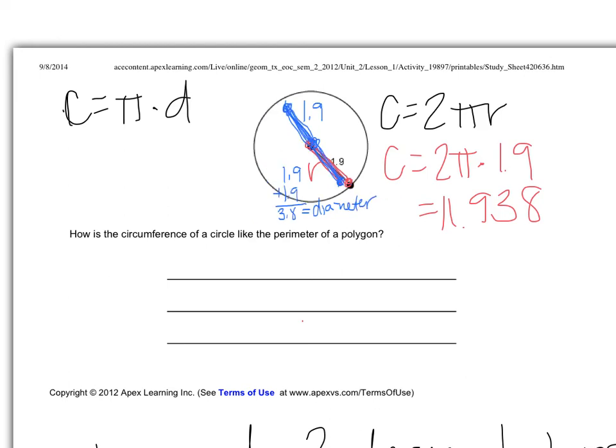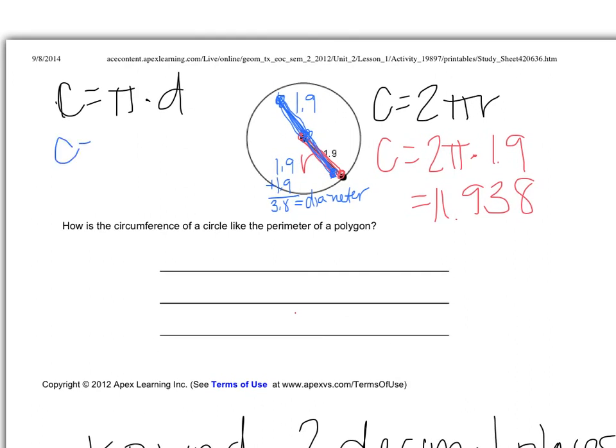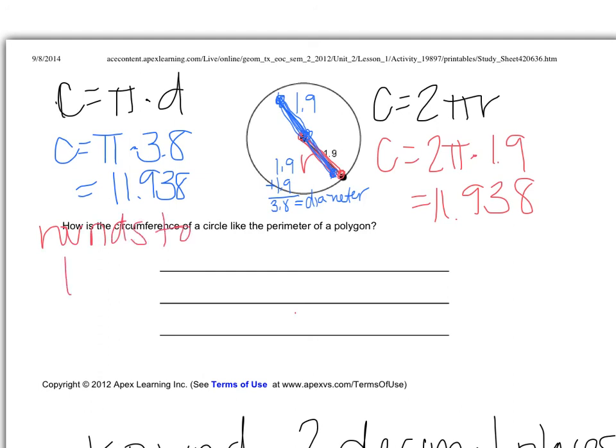And I can use that to find my circumference as well, so I know that my circumference is equal to pi times my diameter, which you know is 3.8. And I can multiply pi times 3.8, and I'm also going to get 11.938, which we said rounds to 11.94.